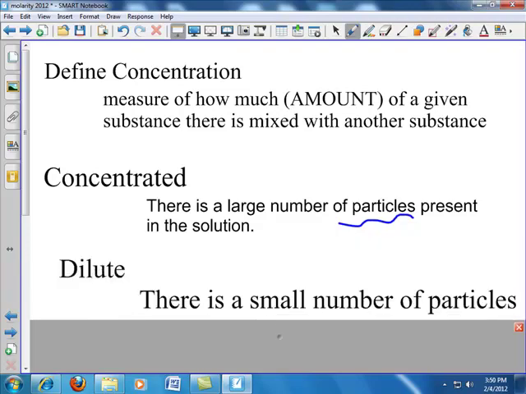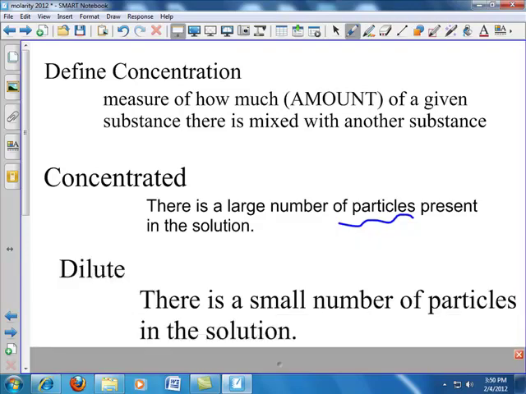And another word that goes along with this is the word dilute. When we talk about a dilute solution, we mean that there are a small number of particles that are dissolved in the solution. You can think about concentrated orange juice when you think about this. If you buy frozen orange juice from the store and it's concentrated, it comes in a can, and there's a large number of particles present. But then you take that and add water to it, and then you dilute it.